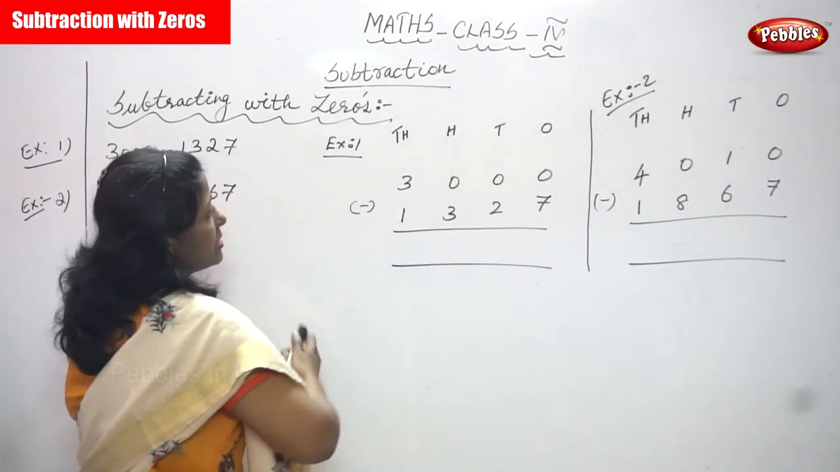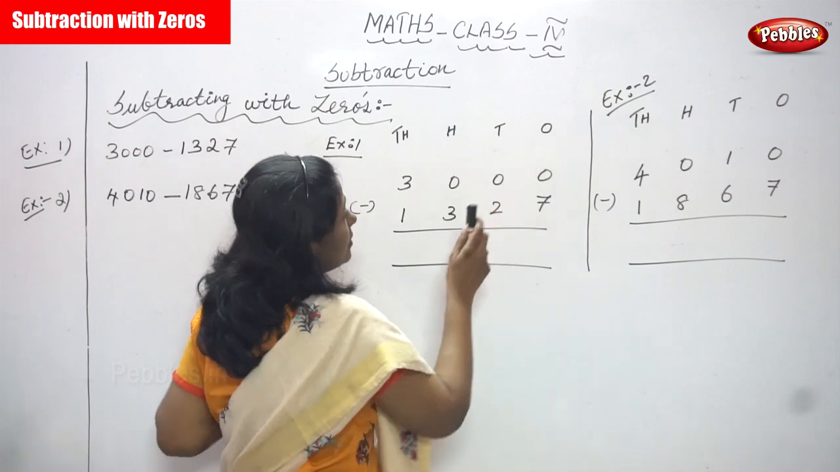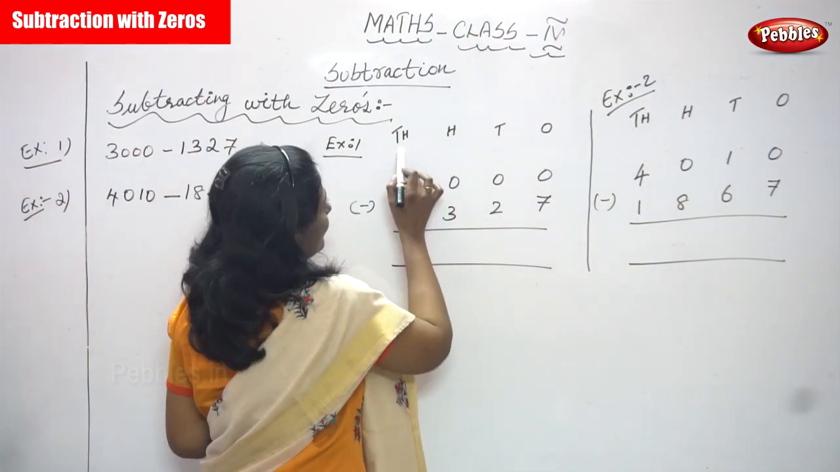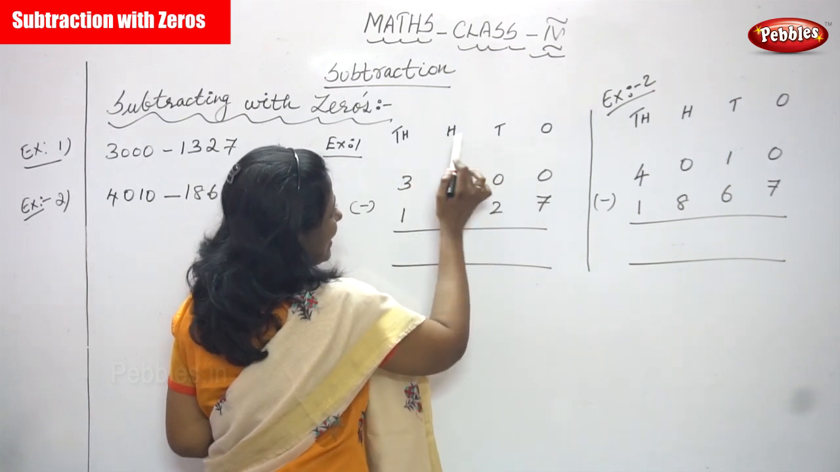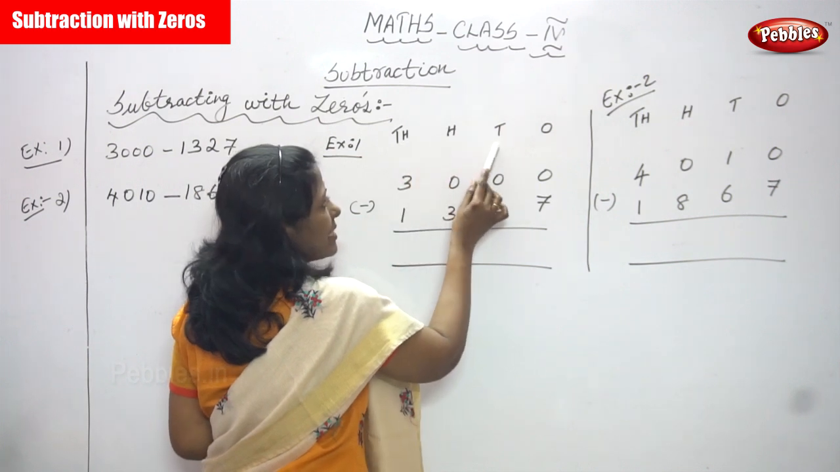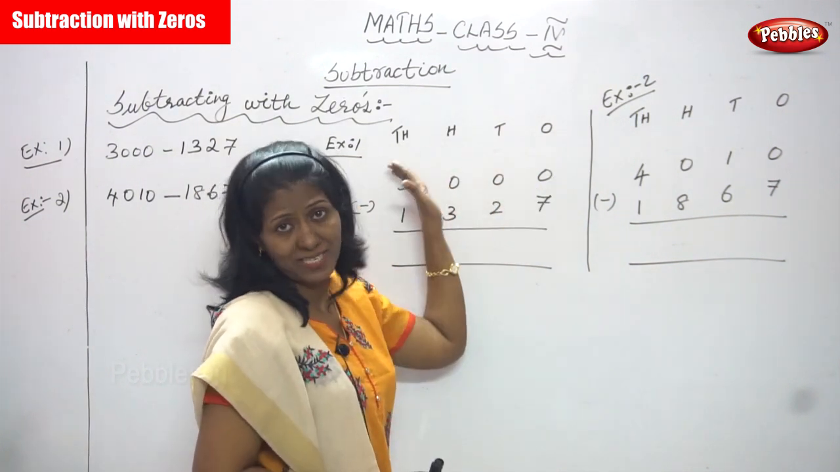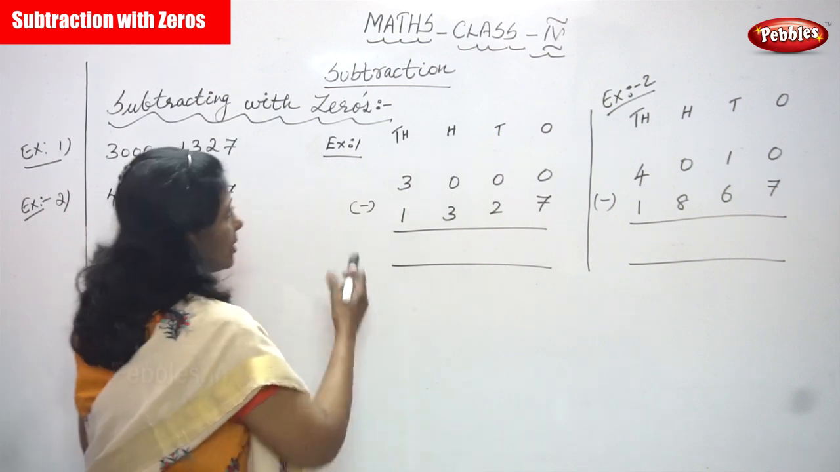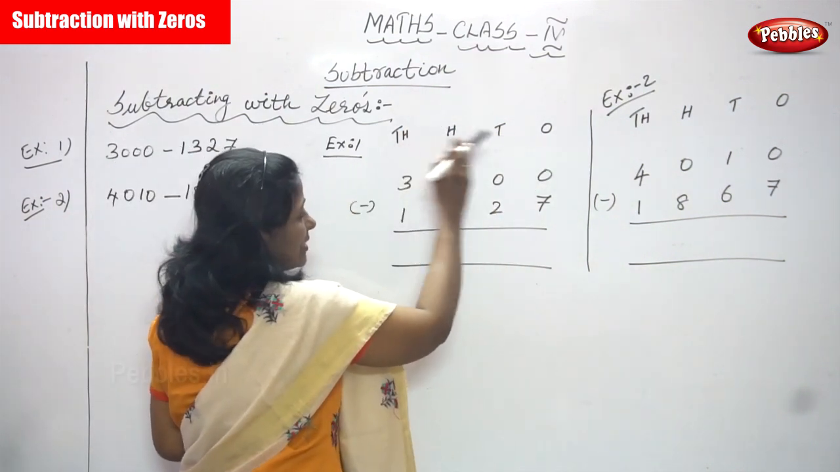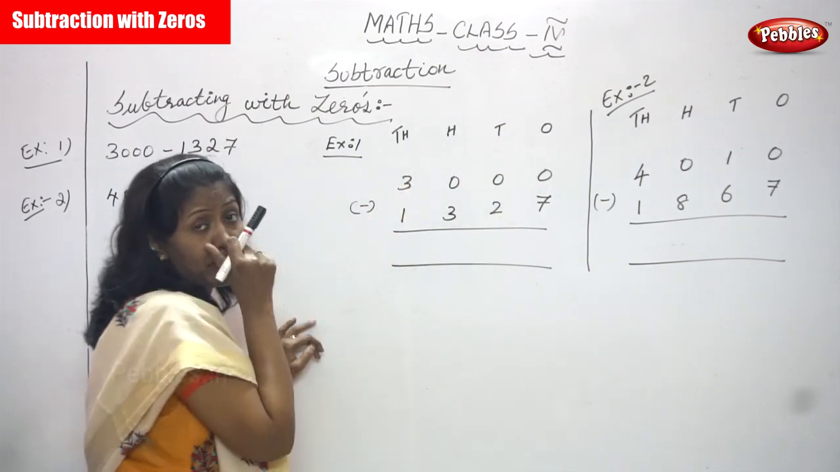For the first sum, I've written the place values. So what is this? Ones, tens, 100 or 1000. Otherwise, 1000, 100, tens and ones. So always you start with ones. I just want to tell you how you're going to read: ones, tens, 100, 1000. That is the exact reading methodology.